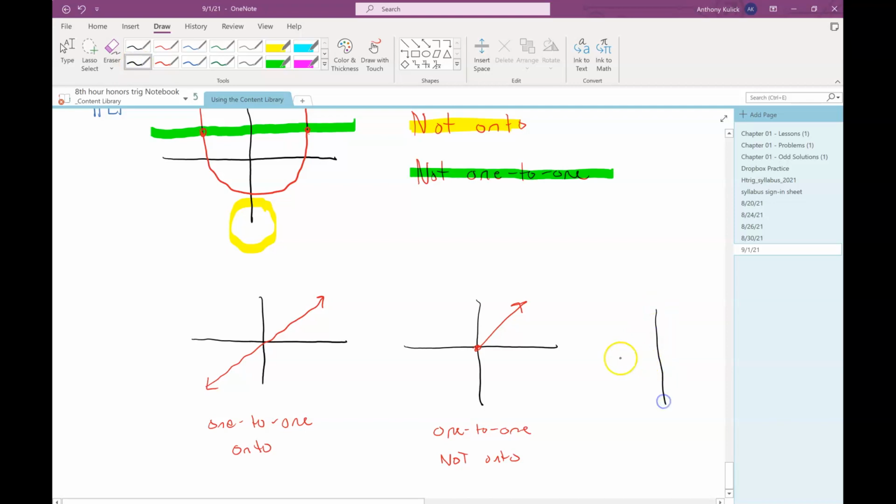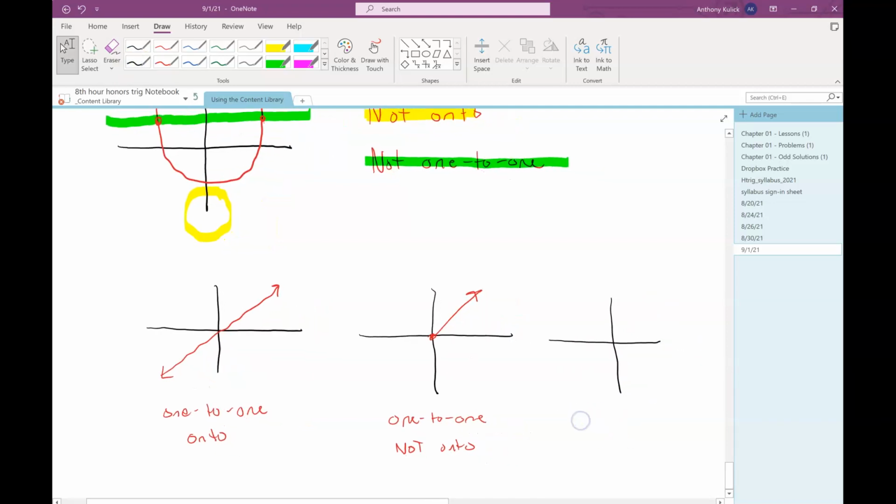Well, can I have something that's onto but not one-to-one? Sure. How about something like this? That's not one-to-one. It would definitely fail a horizontal line test. But it is onto: for every y value, there's a point with that y coordinate, because I have arrows pointing up and down, connected in between, right?